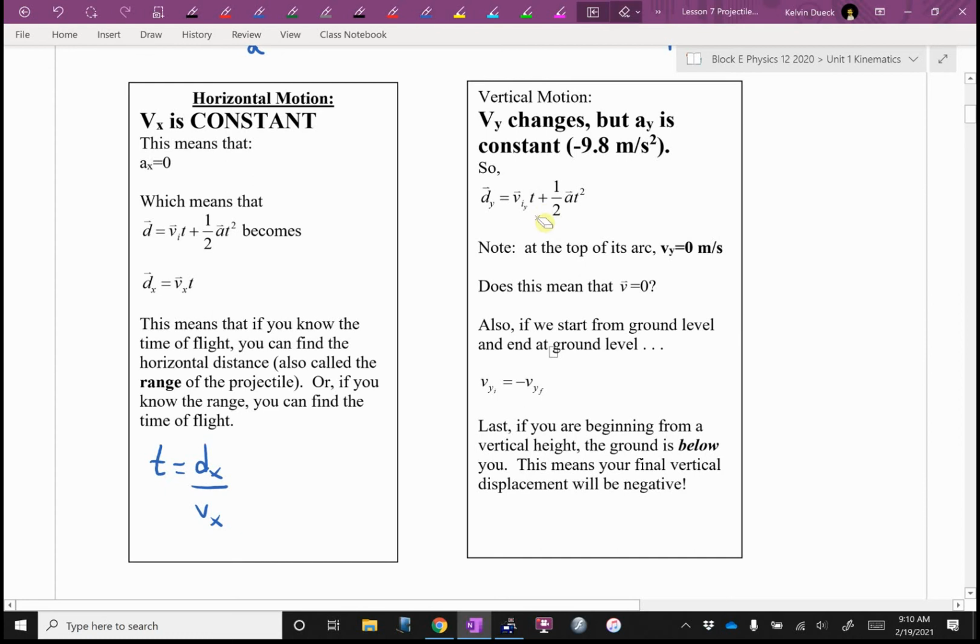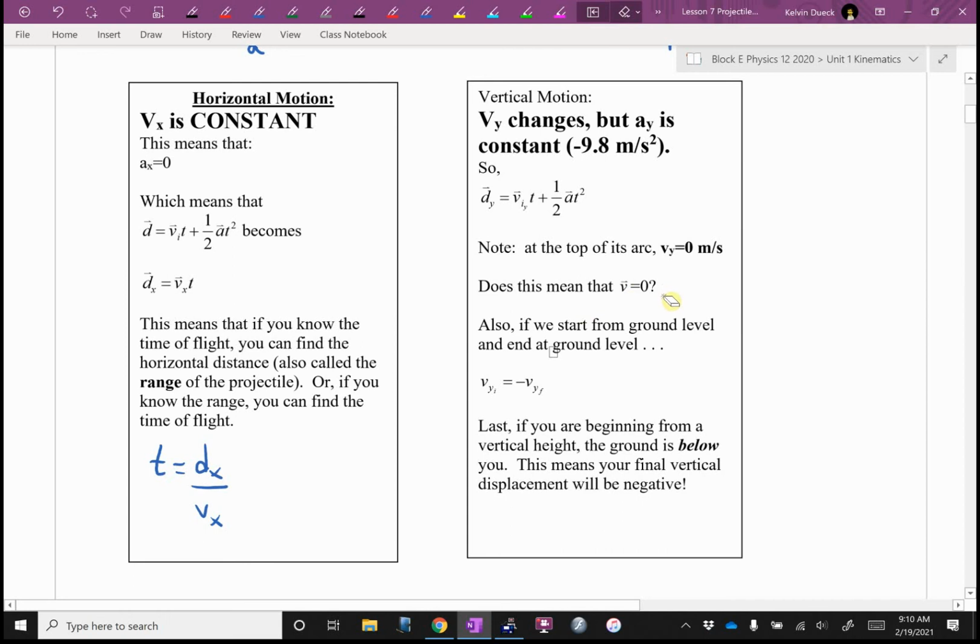Now, if we're lucky, if we're launched horizontally from a cliff, then we can do that. But most of the time, we're not going to be launched horizontally from a cliff. We're going to be launched at an angle. At the top of its arc, Vy is 0.